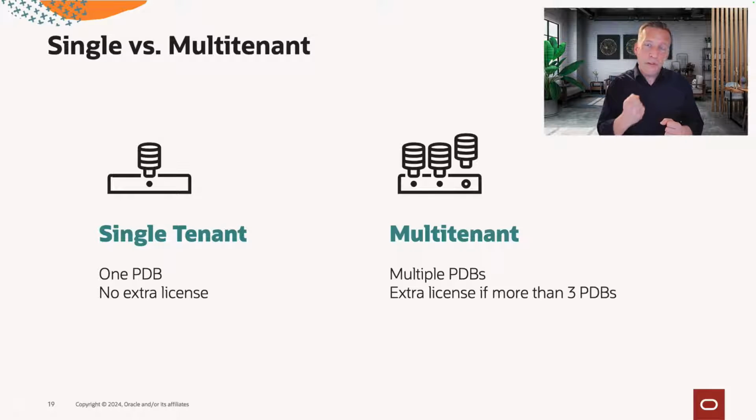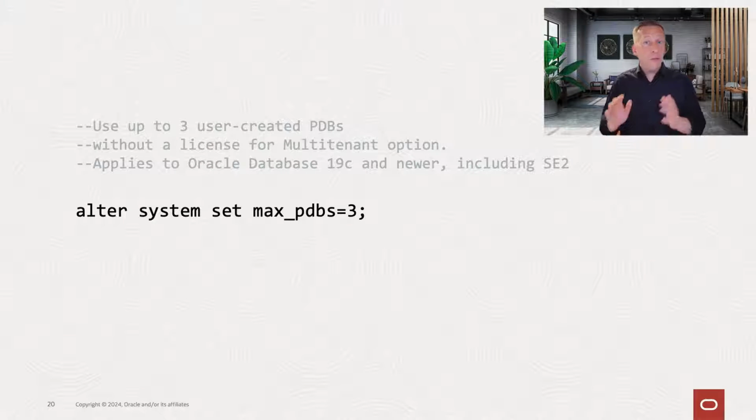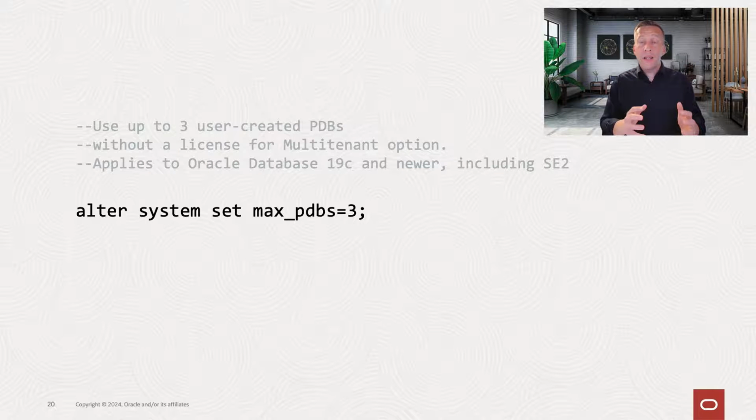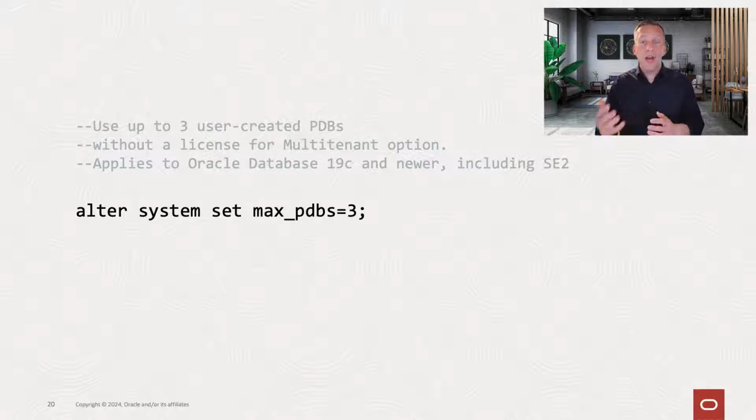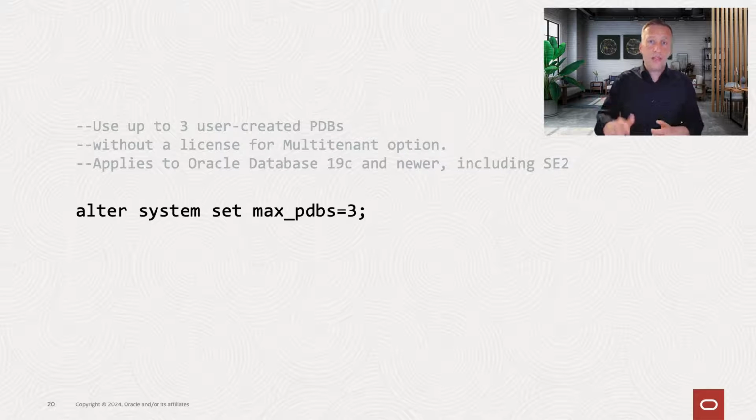But really, to get the best benefit out of multi-tenant, you need to go into a multi-tenant configuration where you start to add more pluggable databases into the same container database. As soon as you move beyond 3 user-created pluggable databases, you need an additional license for the multi-tenant option. But you can still use multi-tenant with up to 3 PDBs on Enterprise Edition and Standard Edition too. If you don't have the multi-tenant option, I strongly recommend that you set the max PDB parameter in your database to 3. This will ensure that the database doesn't create any more PDBs than you have a license for. So stay safe and set the parameter.